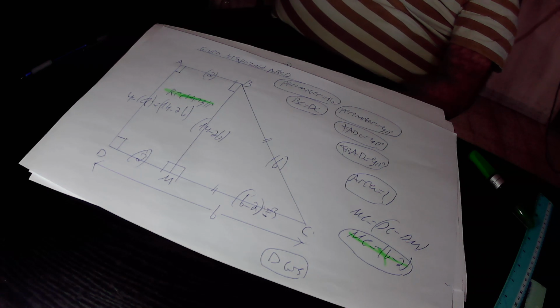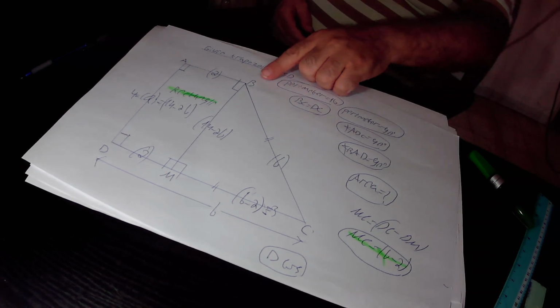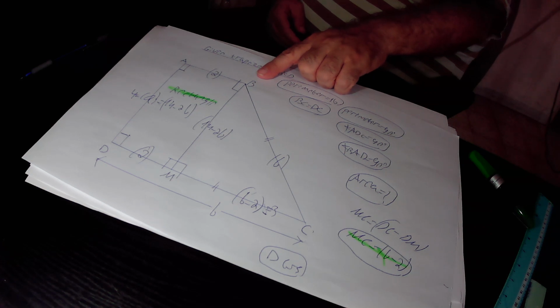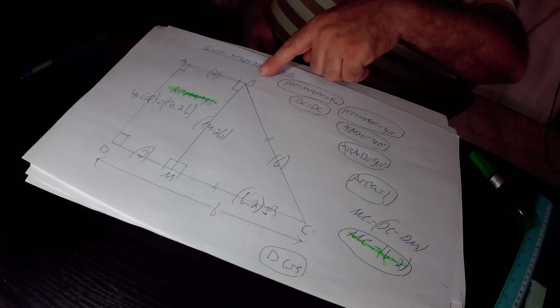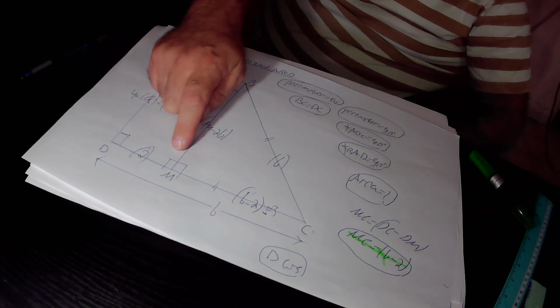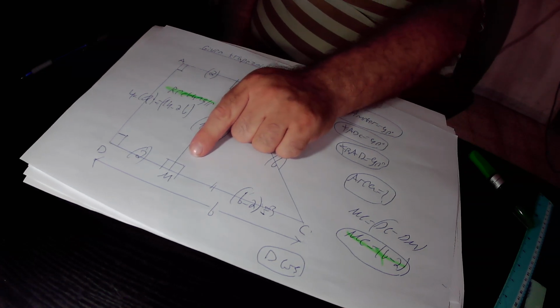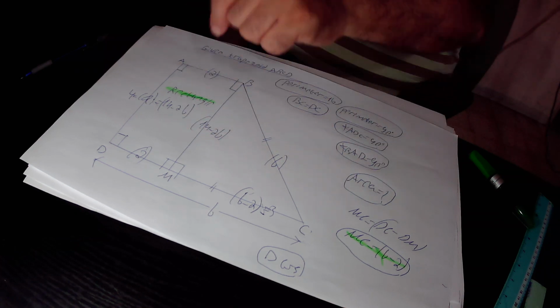In the next step, we did the construction. That is to say, from the vertex D of this trapezoid ABCD, we drew a perpendicular on DC. So this angle equals 90 degrees, and this angle also equals 90 degrees according to our construction. When we find the touching point of the perpendicular from point B and DC, this point is point M.